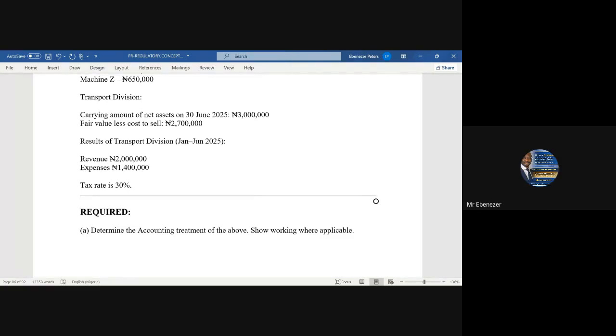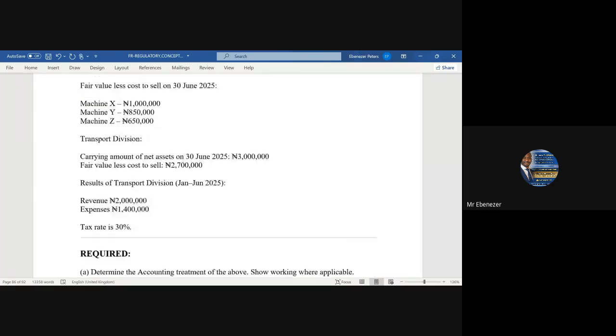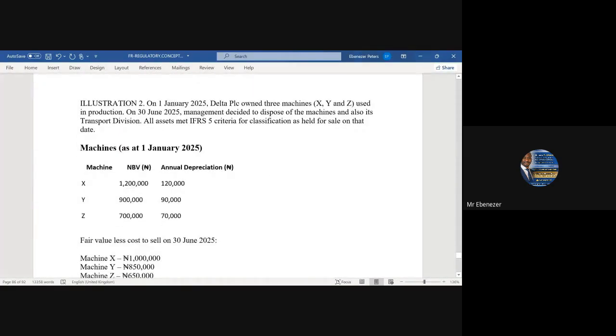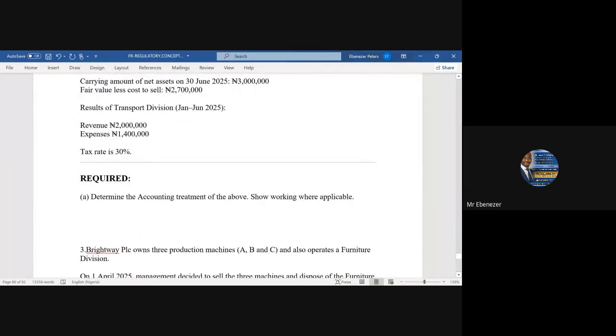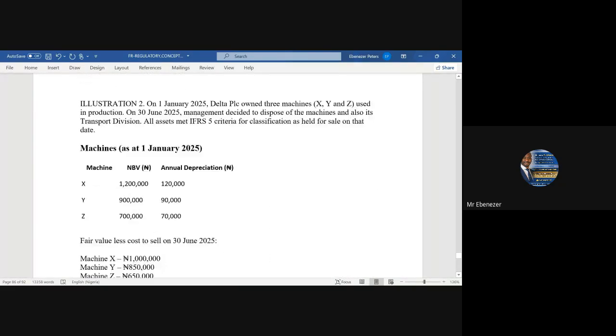Okay, let's do this question together, because there's a discontinued operation in it. Look at this question: required, determine the accounting treatment of the above, show workings where applicable.